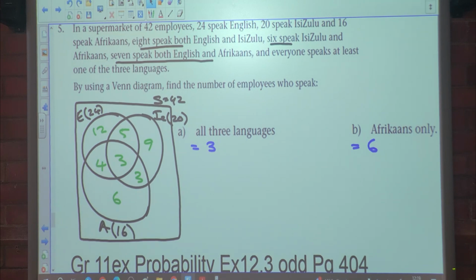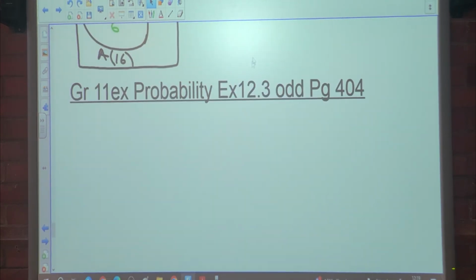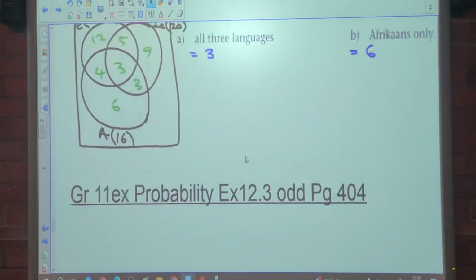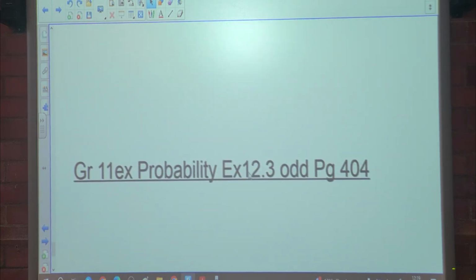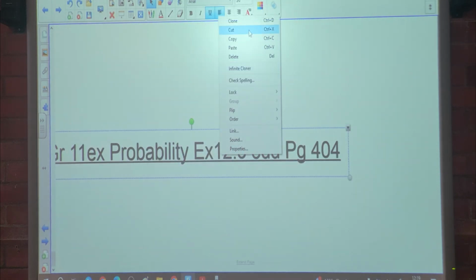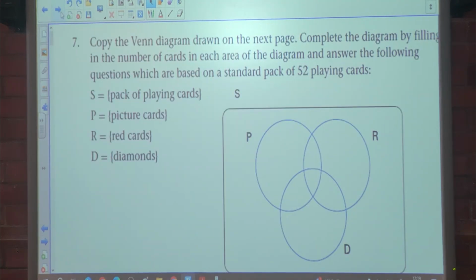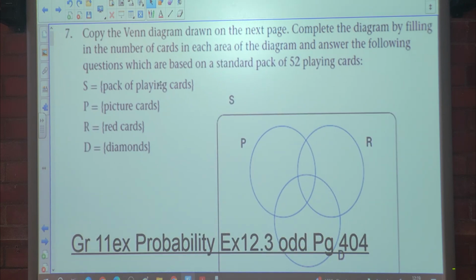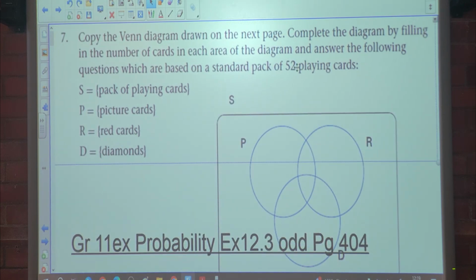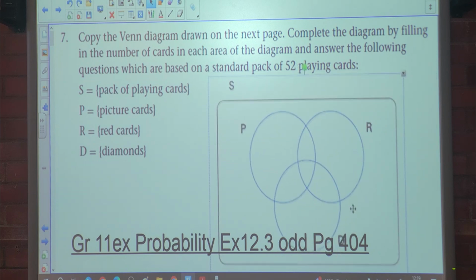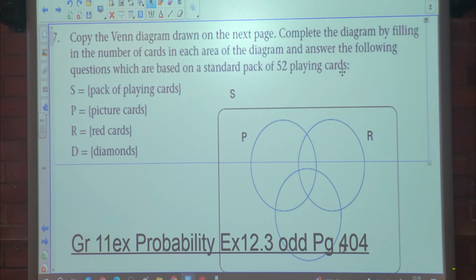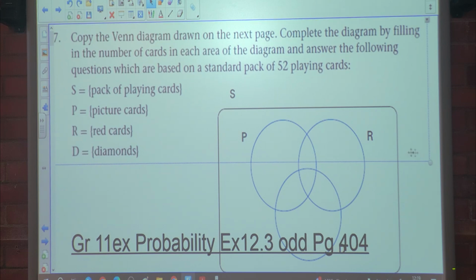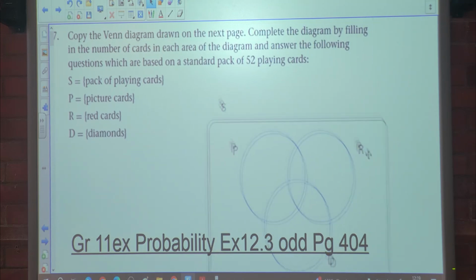Okay, so for number 5, we just completed number 5. Number 7. We are asked to copy the Venn diagram on the next page, which is this one here, and complete the diagram by filling in the number of cards in each area of the diagram and answer the following questions, which are based on the standard pack of 52 playing cards.